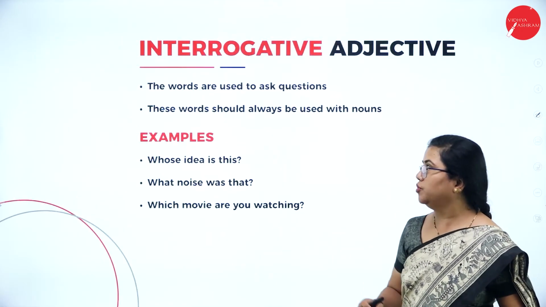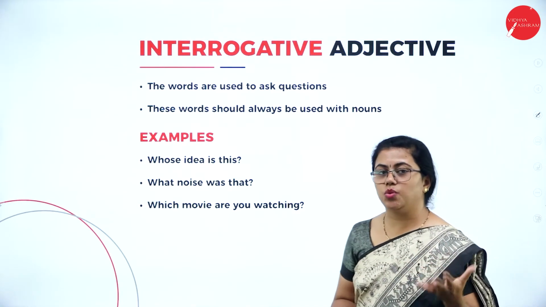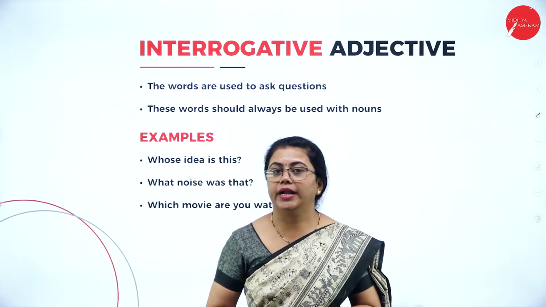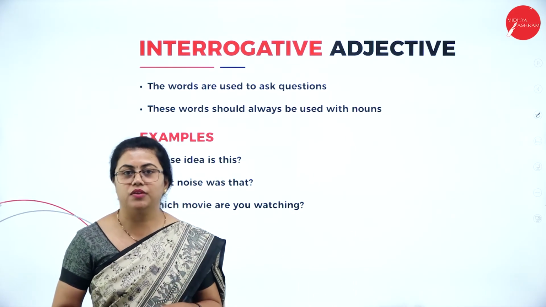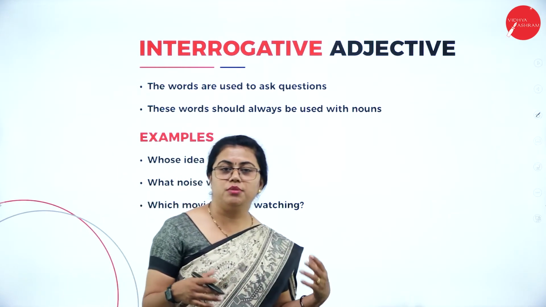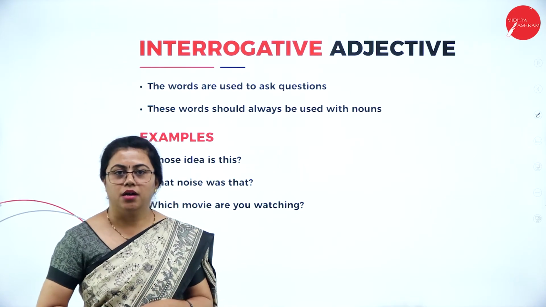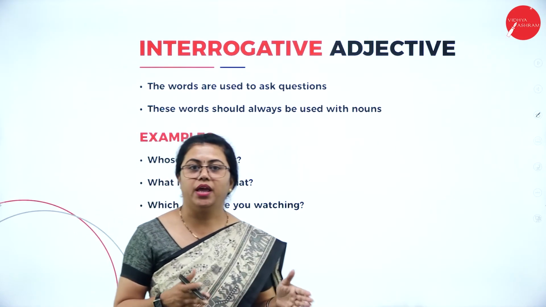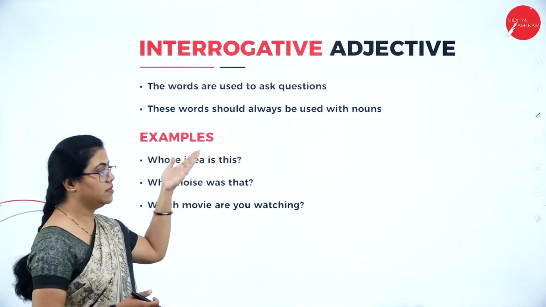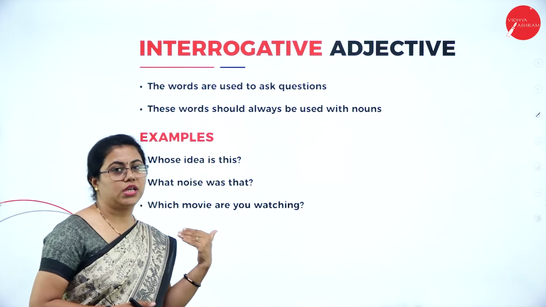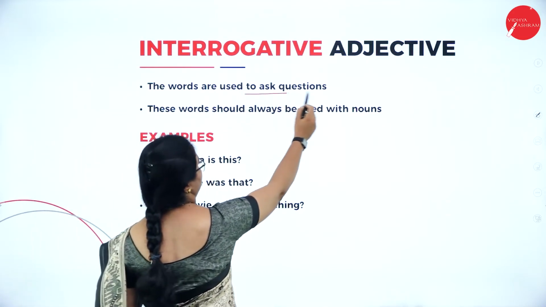Now let us move to the further one, that is interrogative adjective. So what does this word interrogative mean? Interrogative means a question. Fine. Interrogation, the police interrogation you might have heard, right? So police is doing interrogation means the police is questioning the criminal or the person who is accused. Okay, so that way interrogation means to question. Interrogative adjective means those adjectives that you use to question. So those are called interrogative adjective. So these are the words that are used to ask questions.